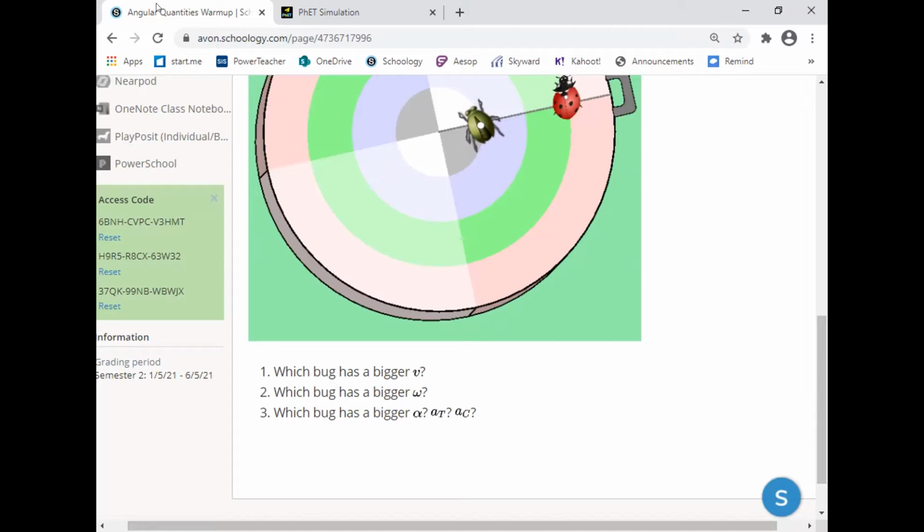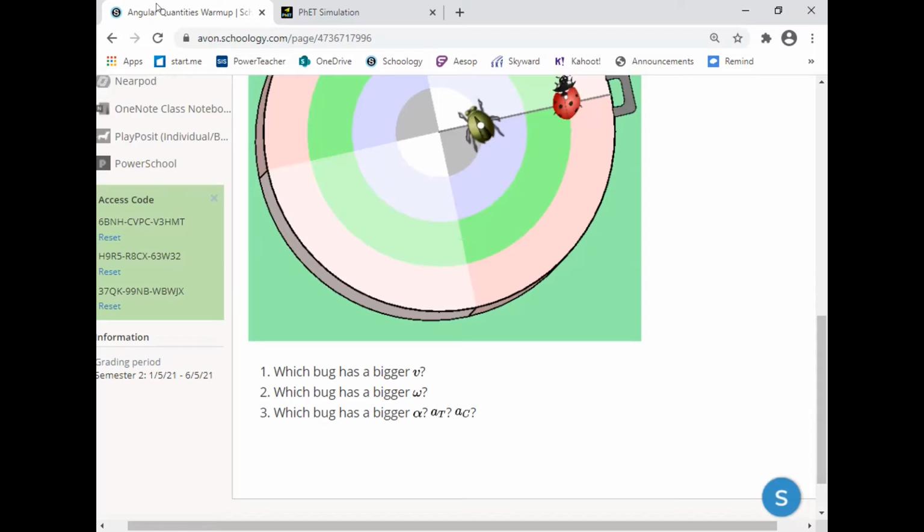Yes, AC is what makes it rotate, right? Remember, acceleration is change in velocity. There are two ways to change velocity. You can change speed, or you can change direction, right? The centripetal acceleration is how quickly you're changing direction. The tangential is how quickly you're changing speed, right?